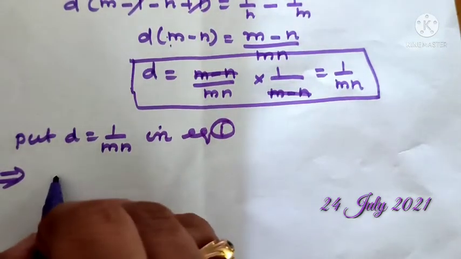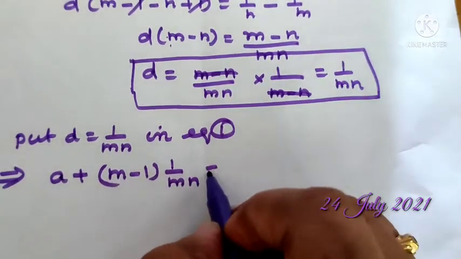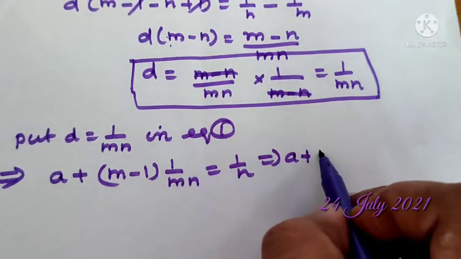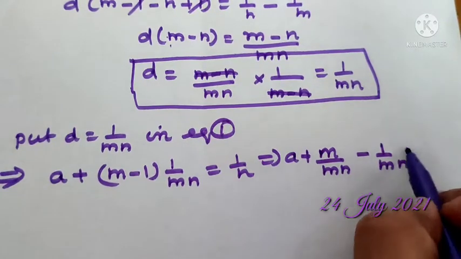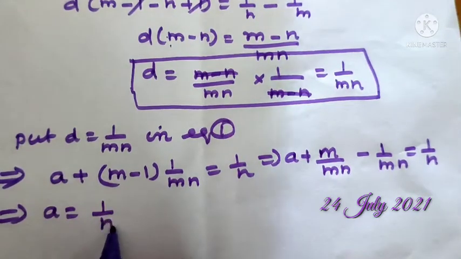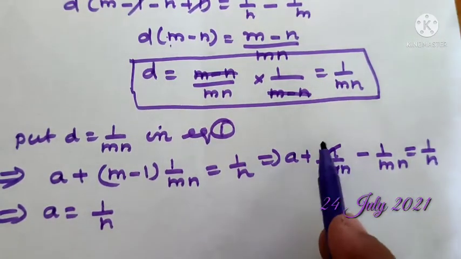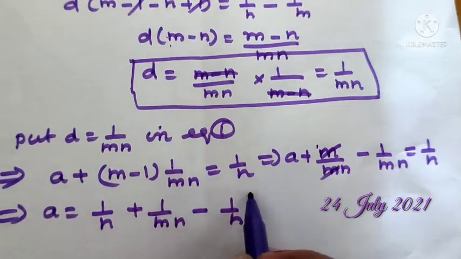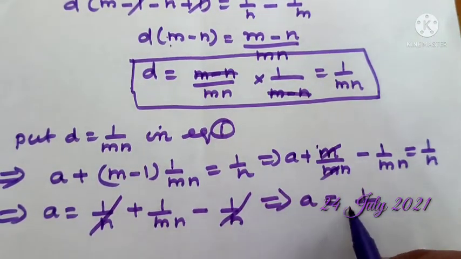implies a plus m minus 1 into 1 by mn equal to 1 by n. Right? a plus m by mn we multiplied, then minus 1 by mn equal to 1 by n. Again a equal to 1 by n minus, here I can cut m, so 1 by n only. Now on the right side what do we have? 1 by n, and both the terms I am taking to that side. So plus 1 by n and minus 1 by n, so 1 by n and minus 1 by n will get cancelled. So what is a now? a equal to 1 by mn.